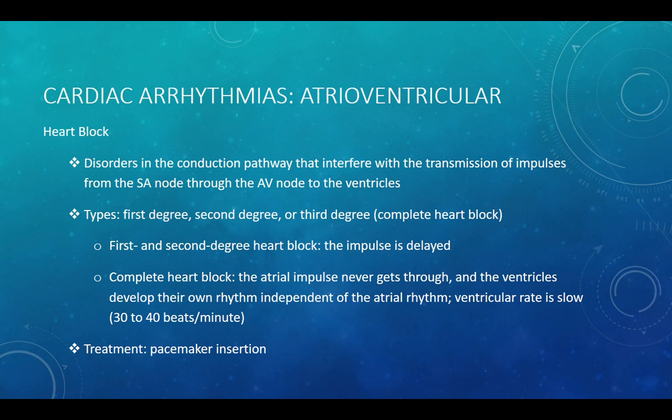People walk around with first and second degree heart blocks all the time. The impulse is delayed. That's where the P to QRS interval is greater than 0.20 seconds for the impulse to get through. In complete heart block, the atrial impulses never get through, and the ventricles develop their own rhythm. It's called automaticity, independent of the atrial rhythm. Ventricular rate is slower. It's 60 to 100 for the SA node. The ventricle rates are 30 to 40 beats per minute.